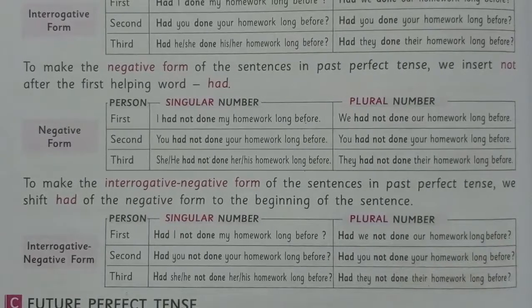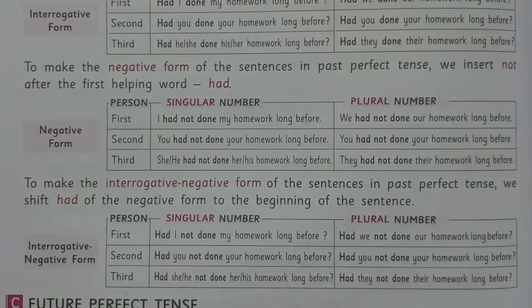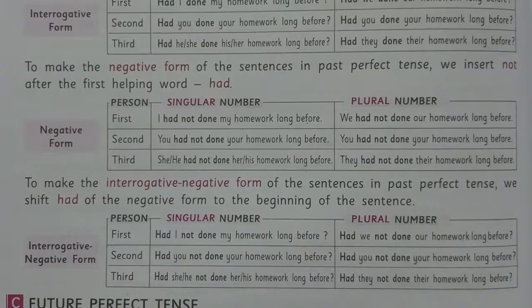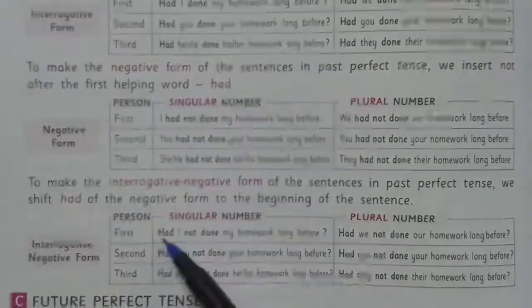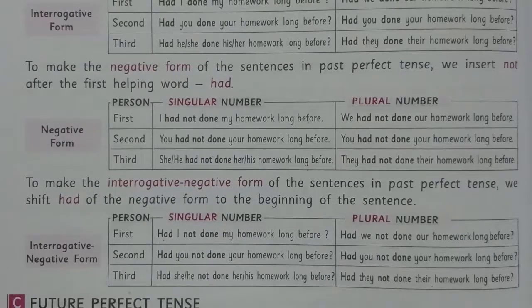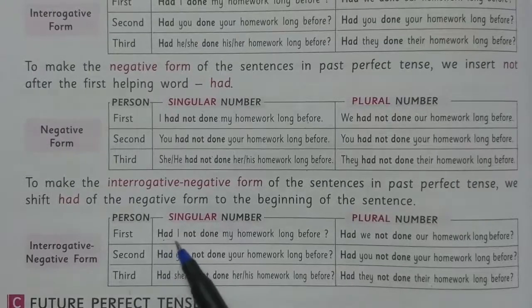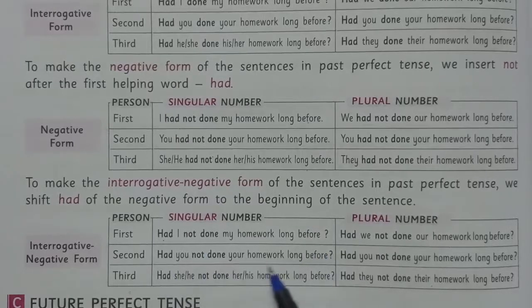Now, to make the interrogative negative form of the sentences in past perfect tense, we shift had of the negative form to the beginning of the sentence. So, this had is going to be shifted to the beginning of the sentence to form interrogative negative sentences in past perfect tense. You can see, had I not done my homework long before? Had you not done your homework long before?